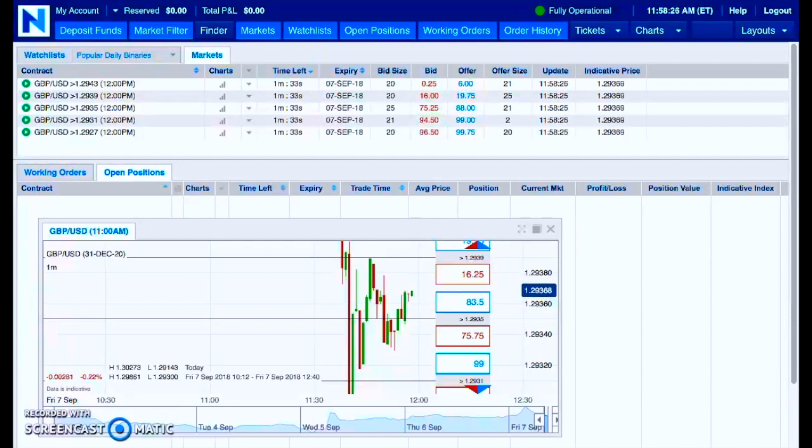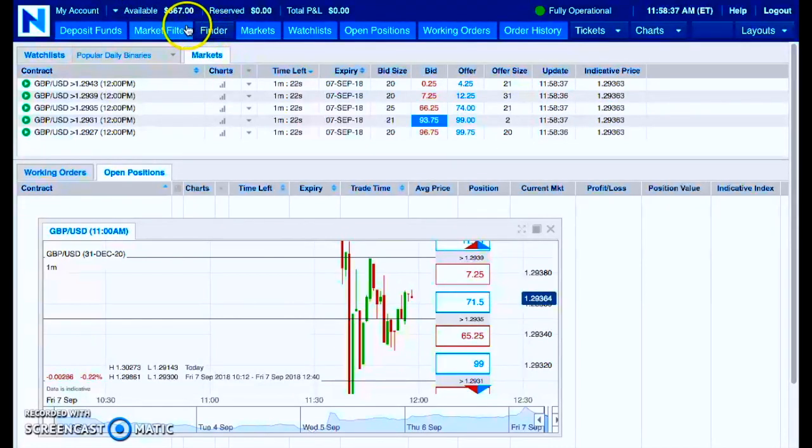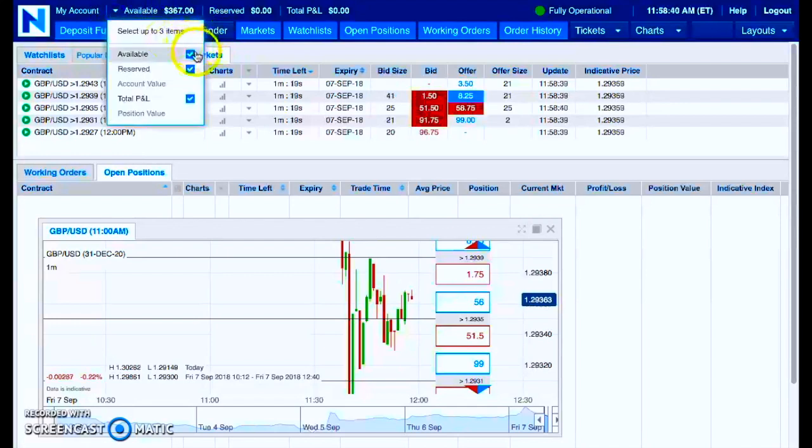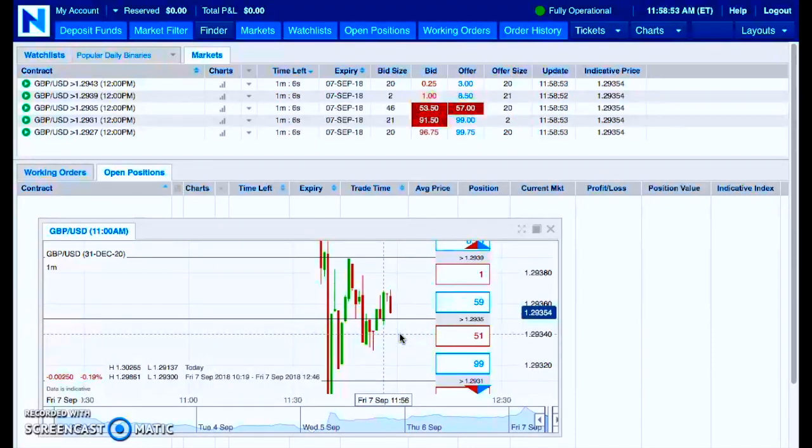Today represents day number 17 of the one-a-day challenge. It's Friday, September 7th. Let's go ahead and take a look at our balance, see what we're starting off with. 367. So right now, I'm just in front of the charts. It's about 12 p.m., going on 12 o'clock in the afternoon. And I'm just taking a look at the charts, watching and anticipating the market to present opportunity. I've actually been observing for a little while now, waiting to see if the trade actually sets up.